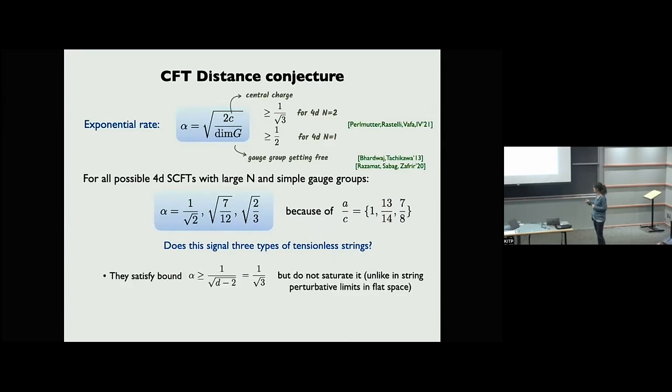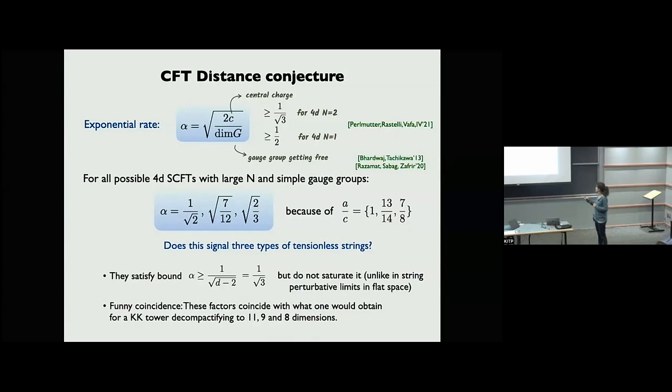Of course, they satisfy the bound I was talking about before, but it's different because you would expect that they are all tensionless strings, so they should saturate it. They do not saturate it because the quantization of the string in AdS is different. We have a highly curved AdS space, so you have to be more careful, but okay, it still satisfies.